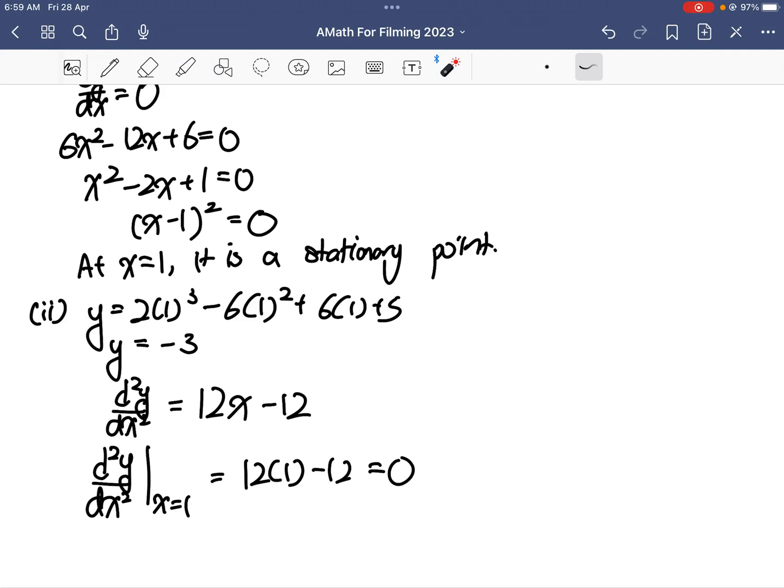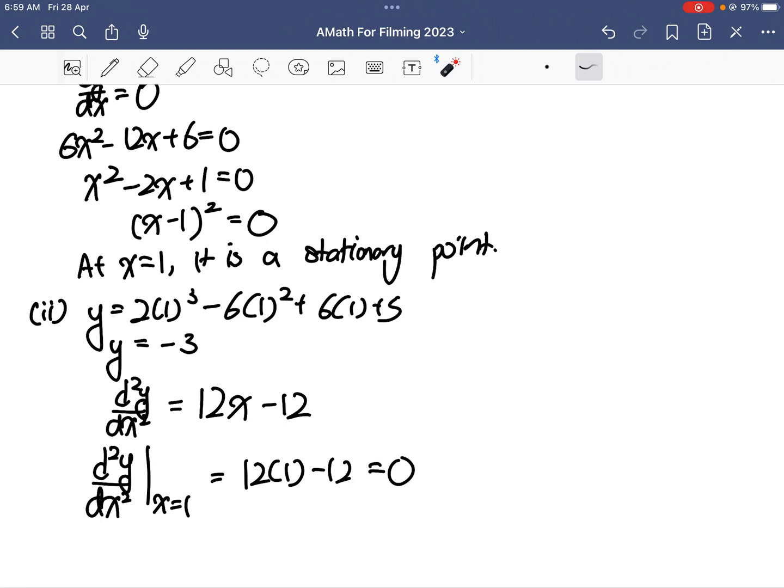What we have learned so far is that when my second differential is less than 0, it is a maximum point. If my second differential is greater than 0, it is a minimum point. But there is no mention of what happens when my second differential goes to 0.